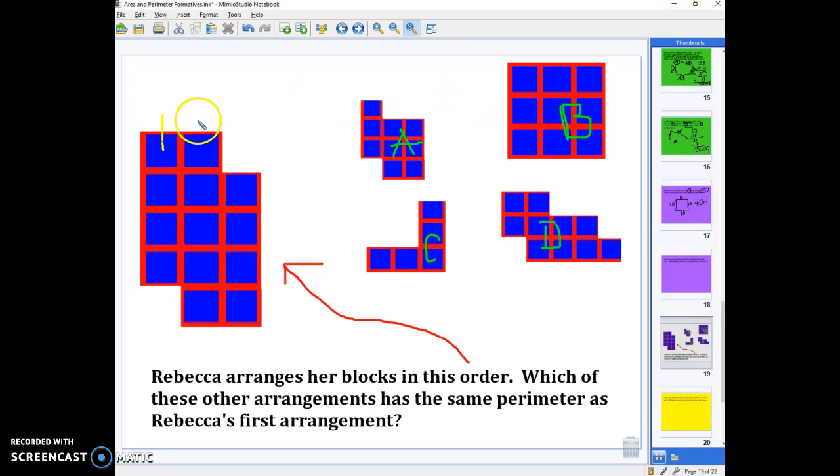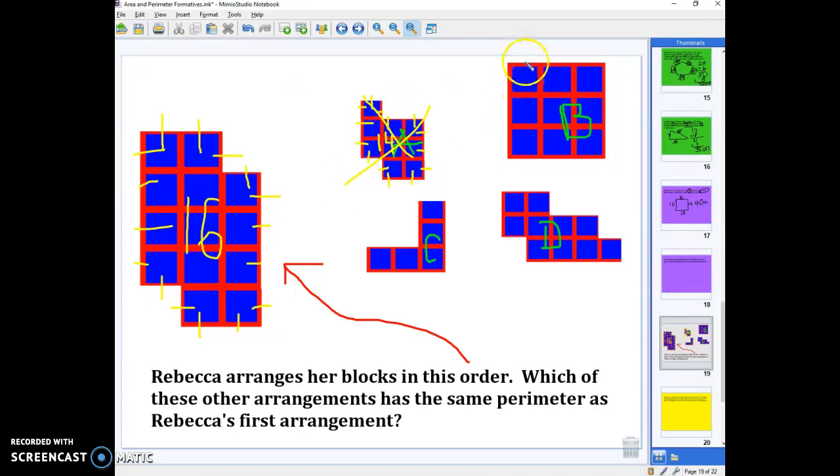But I would just do 1, 2, 3, 4, 5, 6, 7, 8, 9, 10, 11, 12, 13, 14, 15, 16. So this perimeter is 16 units. So I'm going to look at all my options, A, B, C, and D. Which one has 16 units? So count with me. 1, 2, 3, 4, 5, 6, 7, 8, 9, 10, 11, 12, 13, 14. So it's not A. That one only had 14.